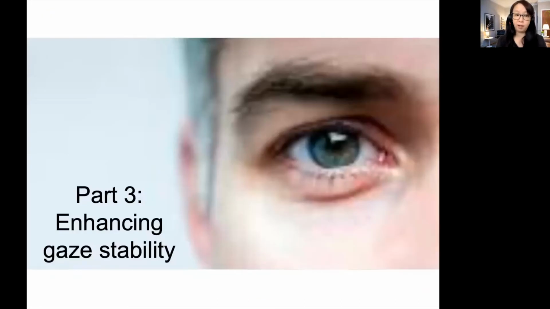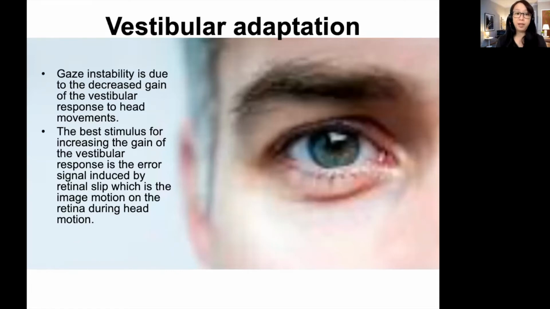So how do we enhance gaze stability? Gaze instability is seen in patients with especially vestibular hypofunction, right? Because of the imbalance, you cannot maintain gaze stability. How we improve it is through vestibular adaptation, where we want to increase the gain of the vestibular response to the head movement, so the eye movement is actually quite stable even though the head is moving.